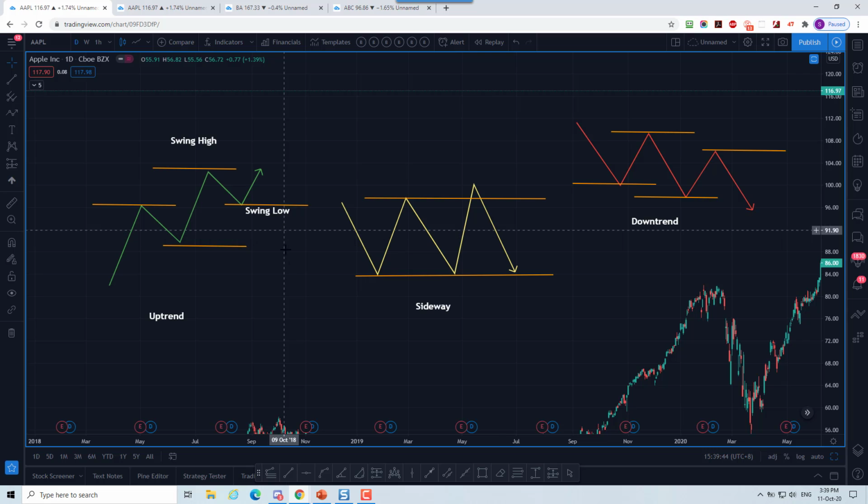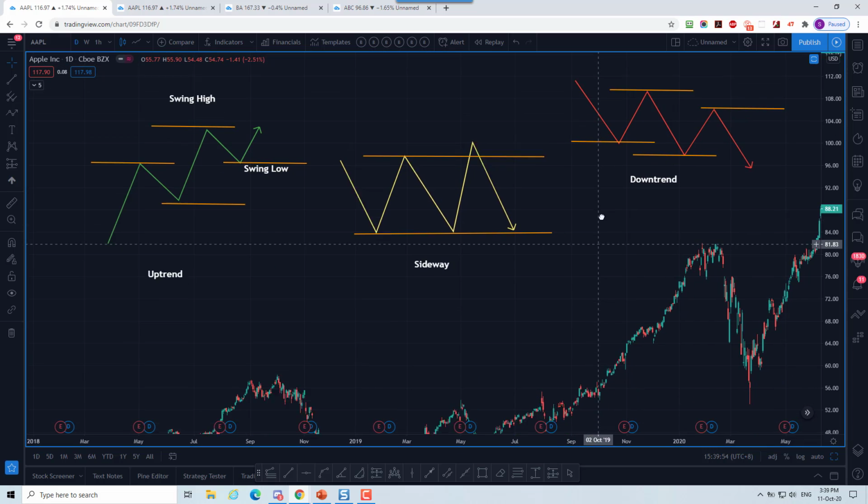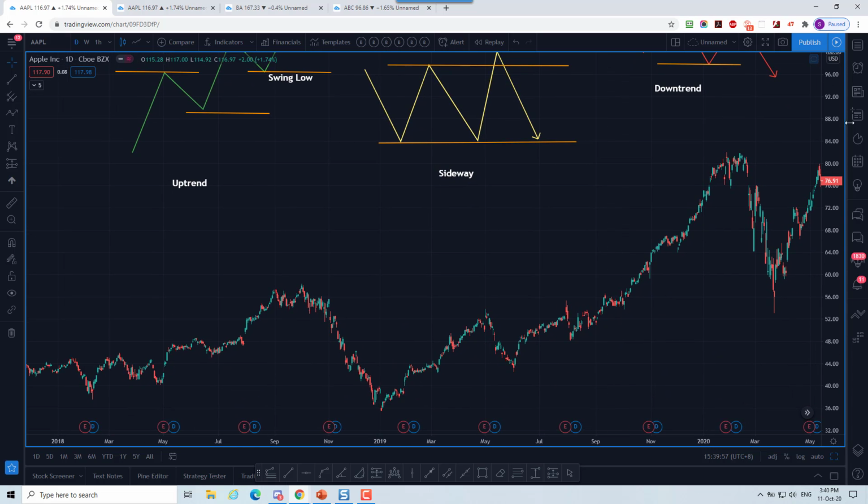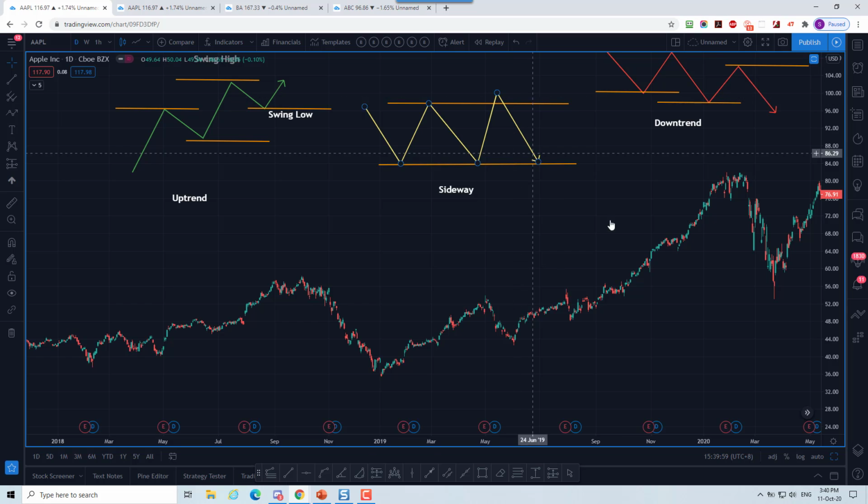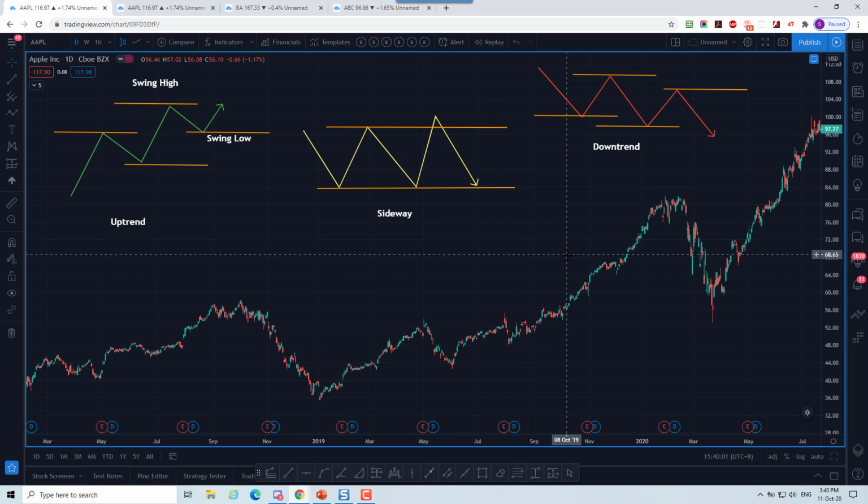So whenever you look at the downtrend, it's actually the reverse of the uptrend. Okay, so let us look at the chart. All right, before that, sideways is basically the same. The high and low is always the same. All right, the price moves sideways.